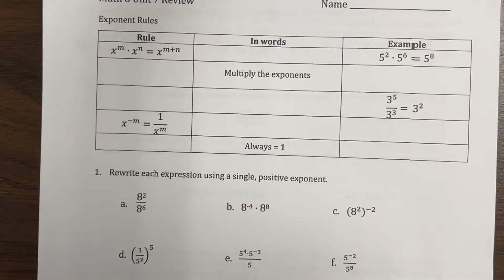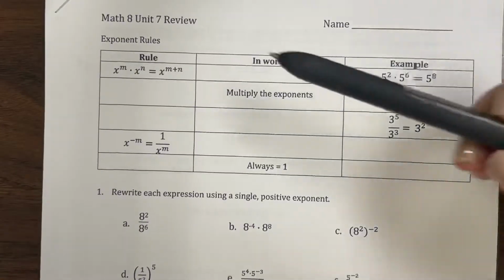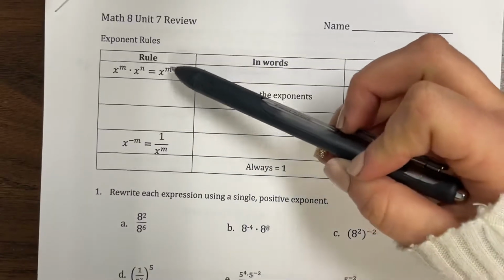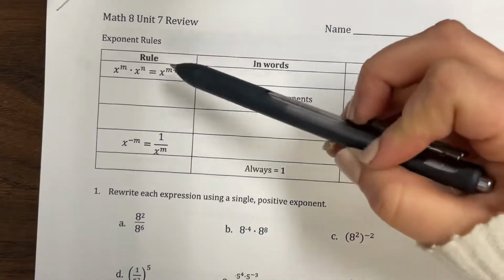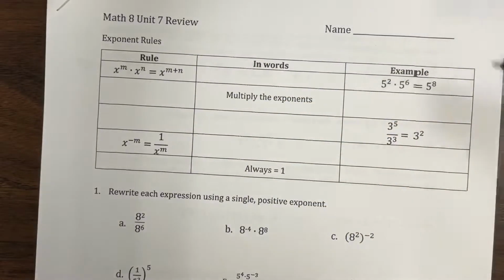All right, we are going over the Unit 7 review, the study guide. We are starting with this table, kind of just breaking down all the exponent rules that we know. Here is the algebraic or mathematical way to write them, and then we're going to write them in words, and then we're going to see an example.